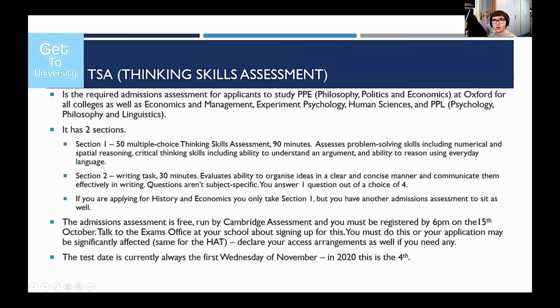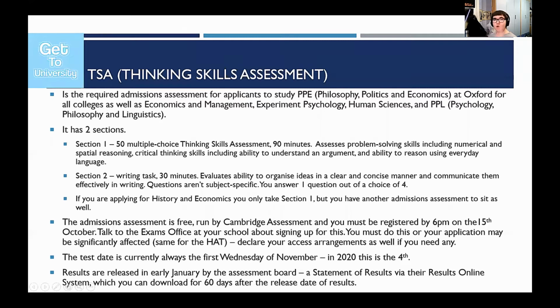The test date is currently always on a Wednesday, so it's the 4th of November for this year. This next part only applies to PPE students: you get your results in early January from the assessment board, and you can download a statement of results. With the HAT, you don't get your score initially. The only way is if you request it by email, I think, or there may be a form you have to fill out to your college, and they can give you a score. But they usually only allow you to do that in about March, so it's actually after you'll know whether you've got into Oxford or not.